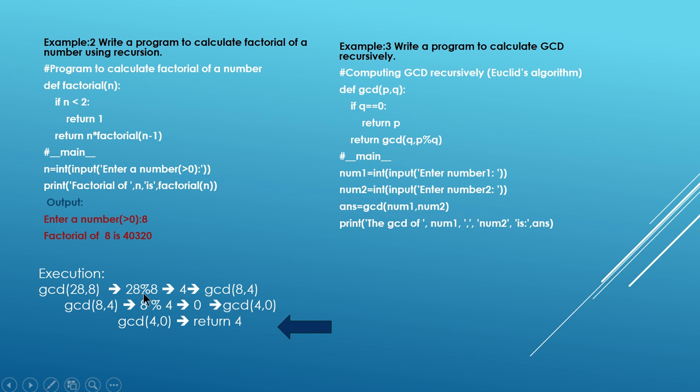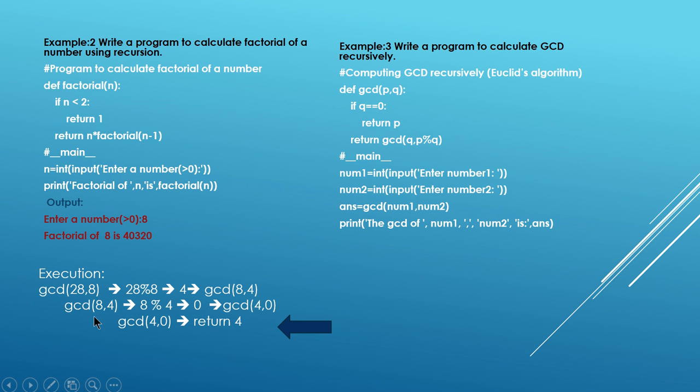So what is p modulo q? It is 28 modulo 8, that is, the remainder. 3 8s are 24, remaining 4. So the remainder of 28 modulo 8 is 4. How will you call the function? Q comma p modulo q. What is the q value? It is 8. So 8 comma 4. Now you are calling the function with these values.